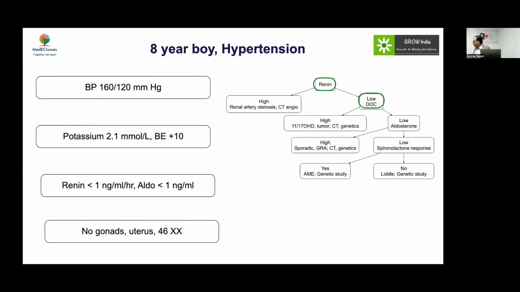There were no gonads and there was a uterus. So we have to see the DOC level. So this will be this DOC group. So you have an 8-year-old boy with hypertension who has got a uterus there. So this is actually an XX DSD, and you are dealing with 11-hydroxylase deficiency.